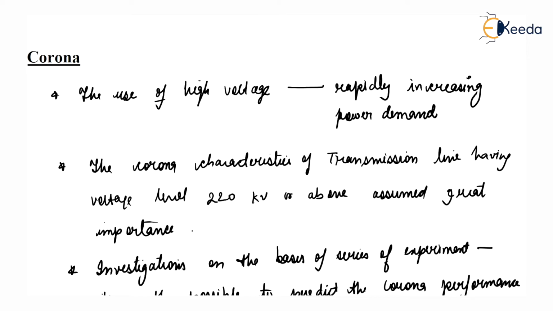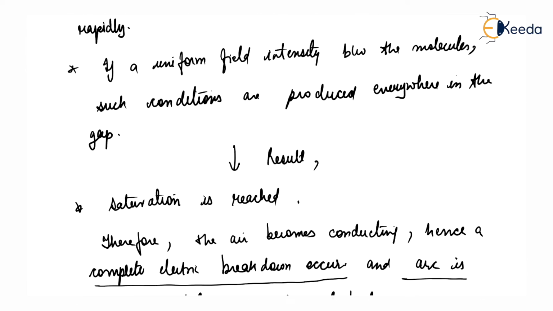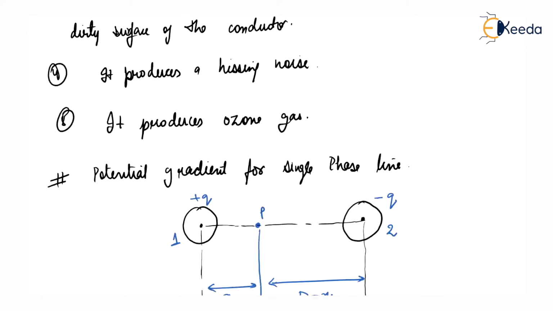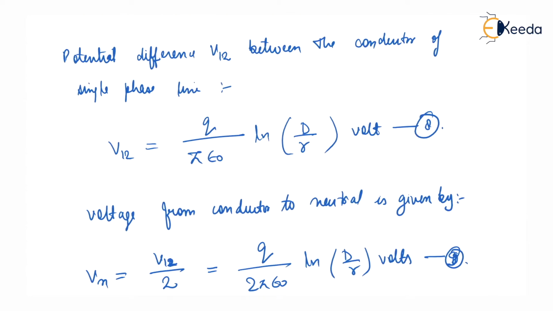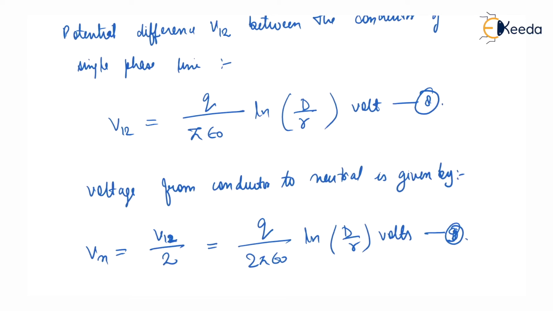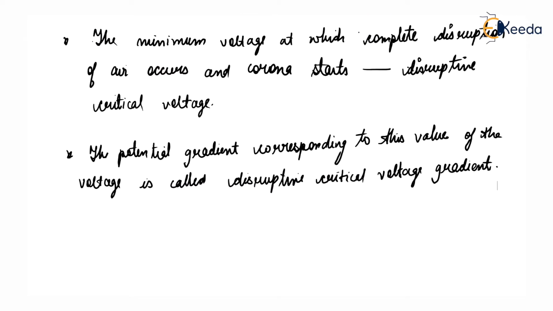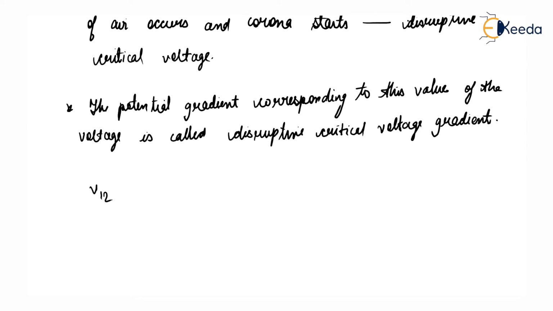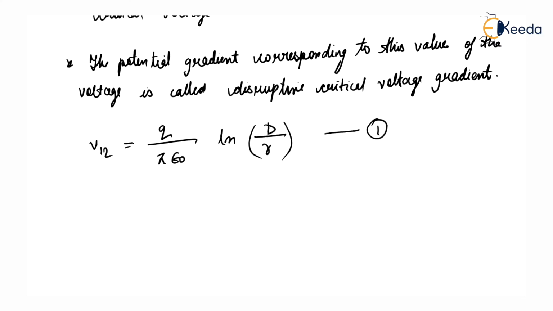Now from this equation, V12 is equal to Q upon pi epsilon naught ln d by r. This is for a single phase line. Suppose this is equation number 1.